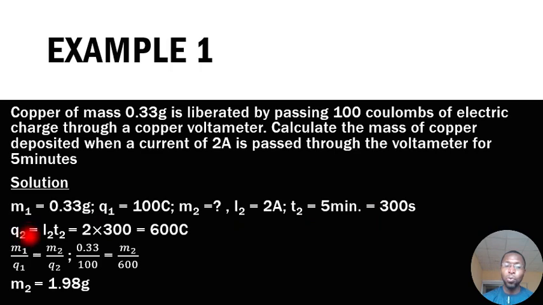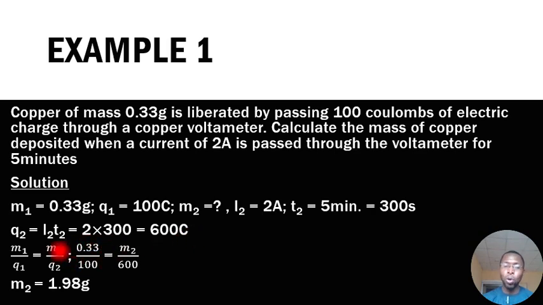So to get our Q2, that will be I2 times T2. Our I2 is 2 ampere, and our T2 is 300 seconds. So 2 times 300, that's 600 coulomb. So the question is, we have to calculate the mass when the charge is 600 coulomb. When the charge was 100 coulomb, we have a mass of 0.33 grams. But now that the charge is 600 coulomb, what will be the quantity of mass liberated?